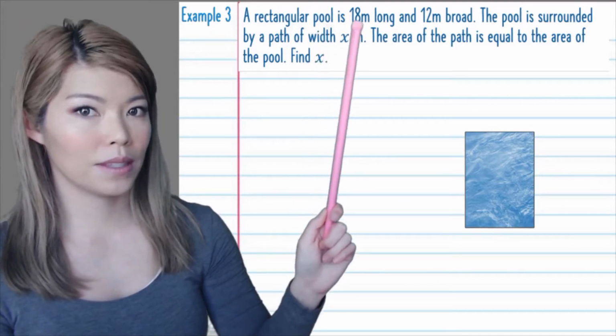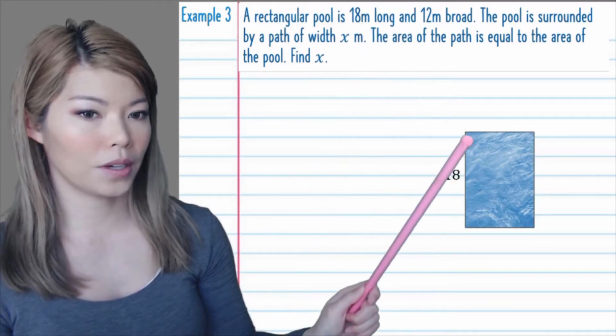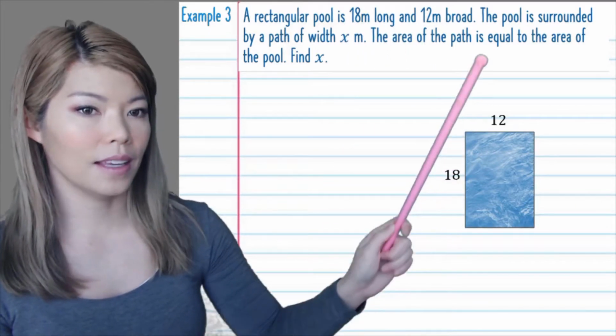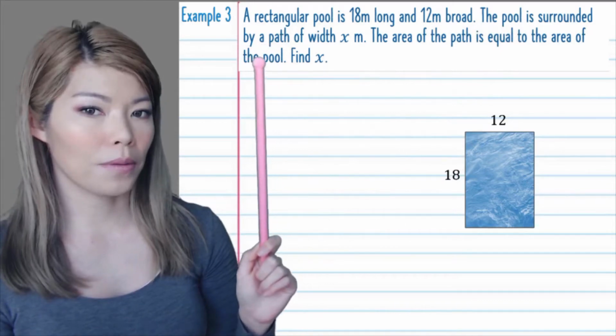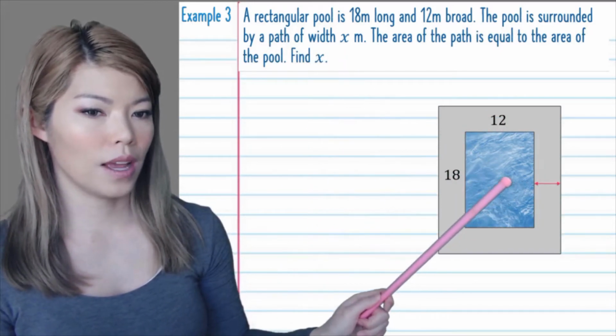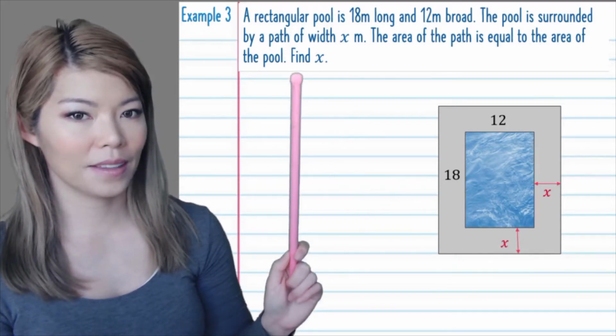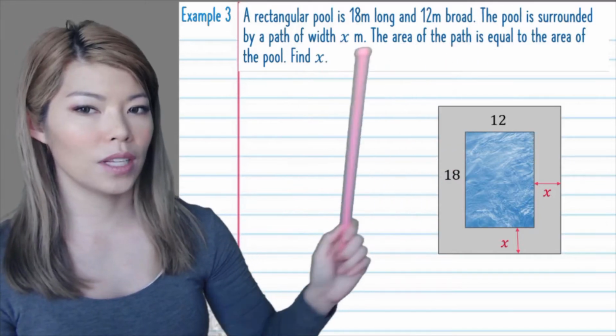It has measurements of 18 and 12 meters. So 18 the longer side, and then I'm going to label 12 as the shorter side. The pool is surrounded by a path of width x. So I'm going to draw a path around it and I'm going to label x as its width. I'm going to label in multiple places so I don't forget. The area of the path is equal to the area of the pool.